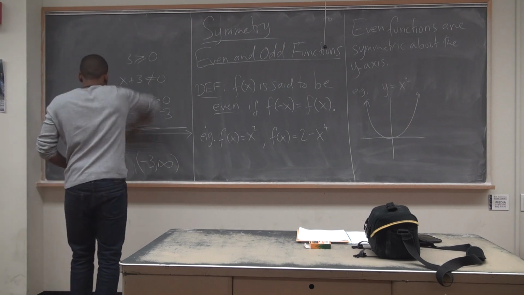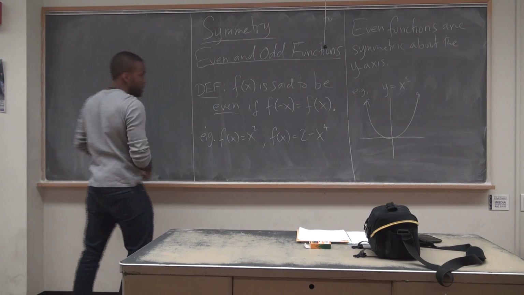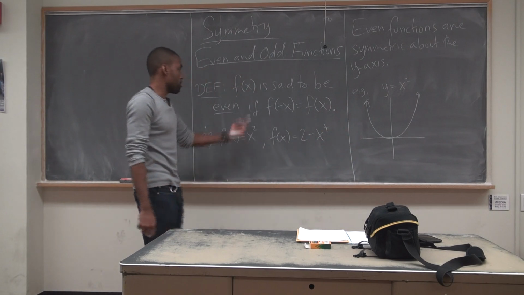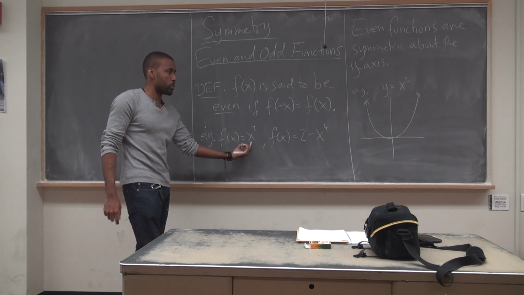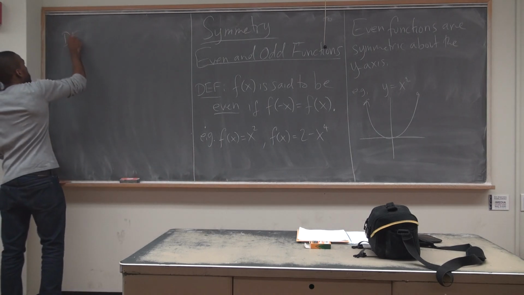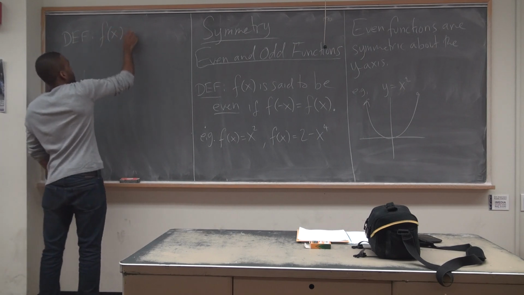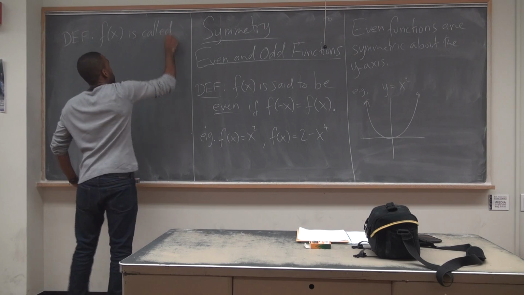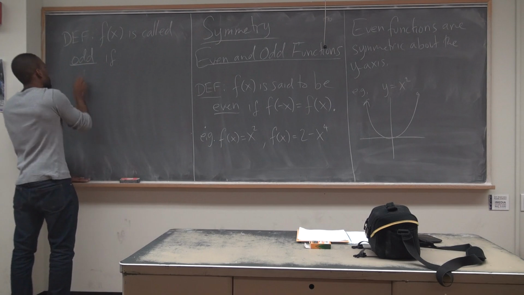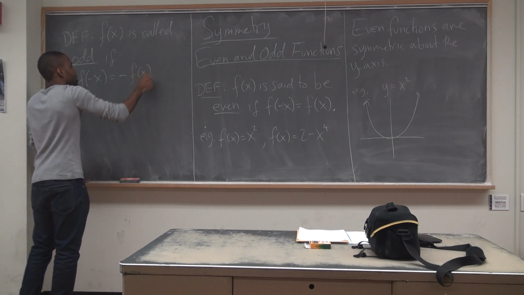So that's an even function. You can tell when something is even by the picture: you can just look at it and say, oh, it's exactly the same on both sides. Or by the formula, all you have to do is replace x with minus x, and if it doesn't make any difference, it's even. A function is called odd if f of minus x is equal to the negative of f of x.